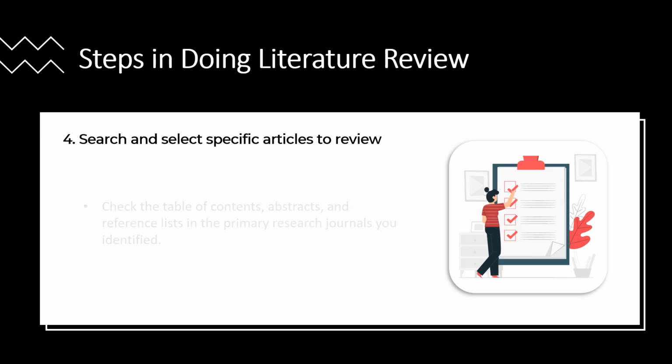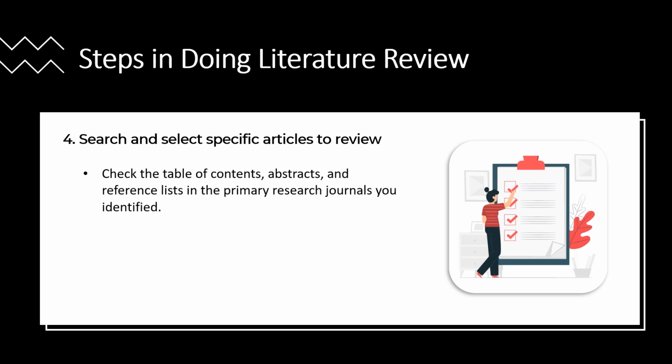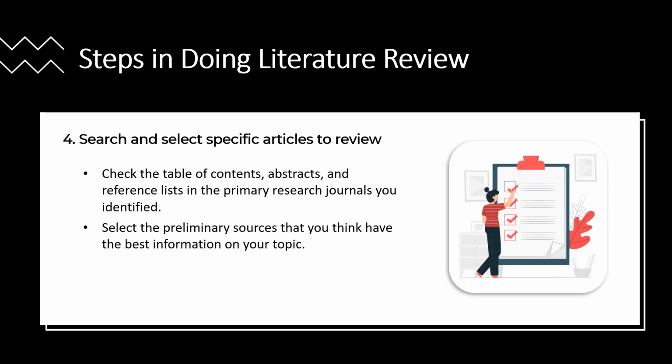So in searching, you should access your network and also check the table of contents, abstracts, and reference list in the primary research journals that you have identified in step number 3. So to do this, you select the preliminary sources that you think have the best information on your topic. So you do not have to read them right away. You can scan the abstracts and select the articles that are most relevant to your topic. You don't have to read the whole paper.